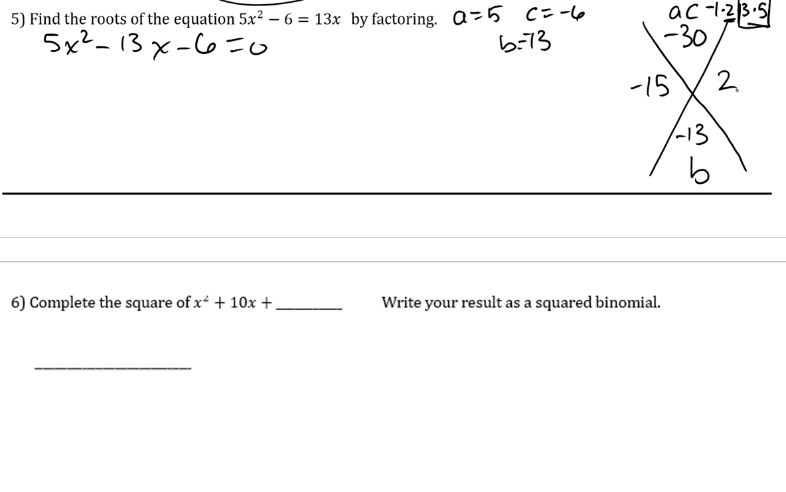Now, it's a mystery what's going on here, but I think if you camp out and look at these factors for a while, our goal is always to get two numbers that have a product equal to AC. You can see these two numbers, when I multiply them, will equal negative 30, and they have to have a sum that's equal to B. When I add those two numbers, negative 15 and 2, I do get negative 13.